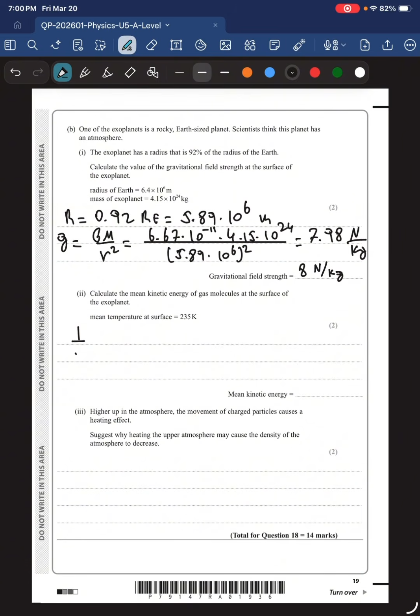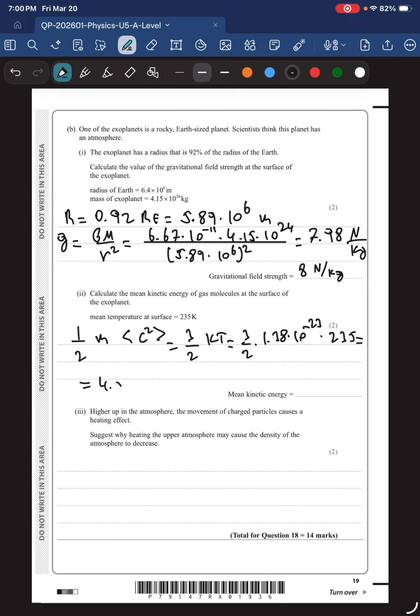So one half m times the average velocity squared of molecules is 3/2 kT, or 3/2 times 1.38 times 10 to the negative 23 times 235, right?